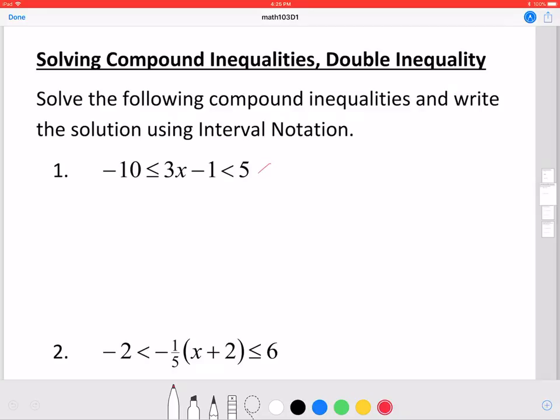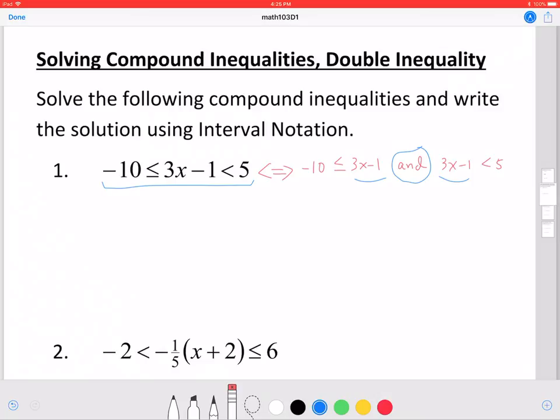This one actually is equivalent to, that's the symbol for equivalent, -1 is less than or equal to 3x minus 1, and 3x minus 1 is less than 5. Because these two are the same, we can put them together as a single, I know it sounds like an oxymoron, single double inequality. We will discuss a lot more about two inequalities joined together with the word "and." So let's go through the mechanics of how to solve this.